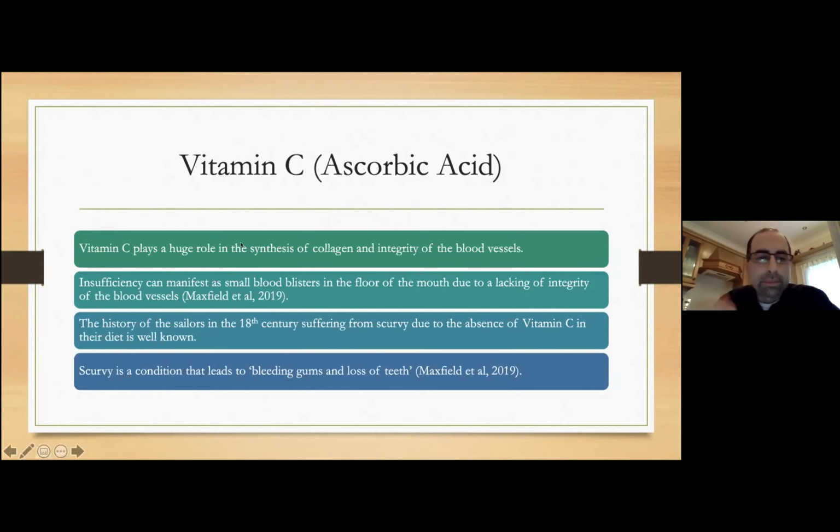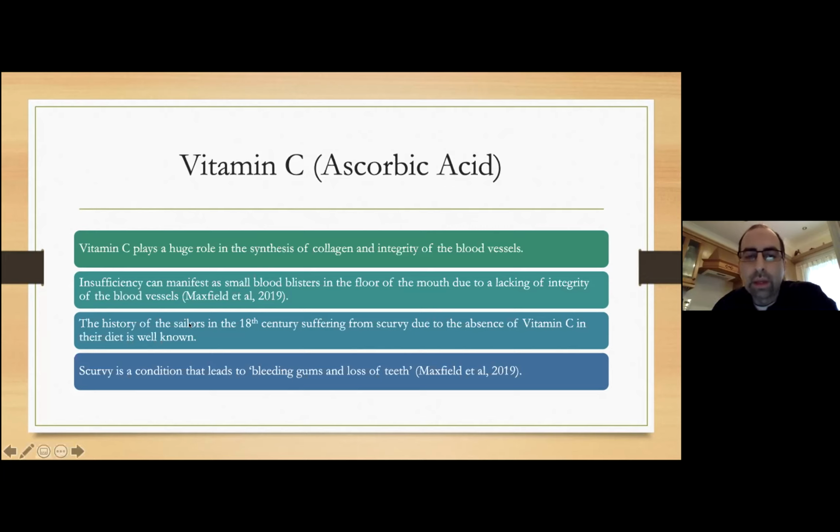And in the past, for example, when soldiers had to go to battle and war, they were away from their homeland and were not able to receive enough vitamin C in their diet. They developed a condition called scurvy, which is due to a lack of vitamin C. Scurvy is a condition that leads to bleeding gums because of the blood vessels not forming well, and can lead to loss of teeth as well.